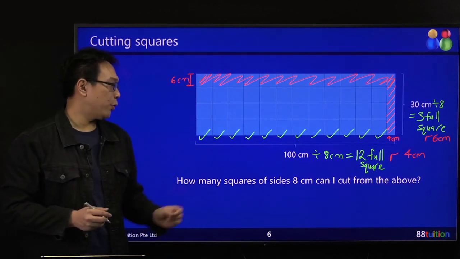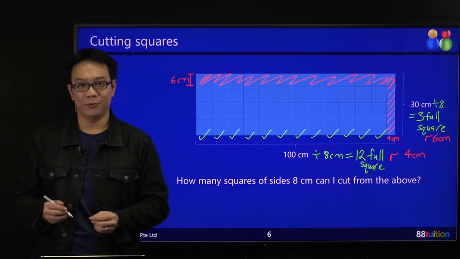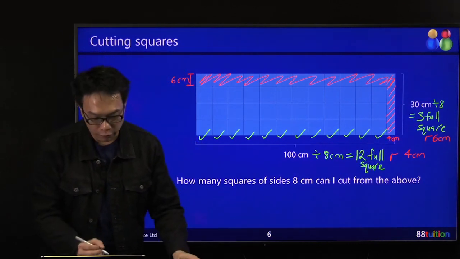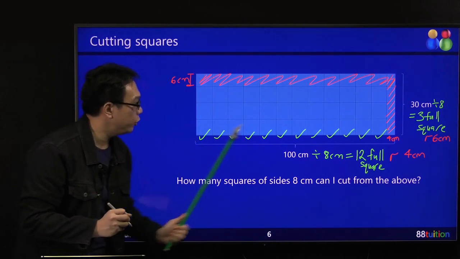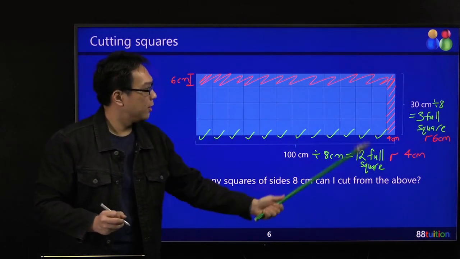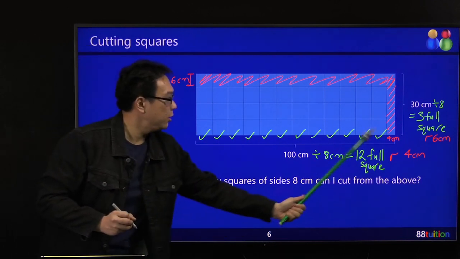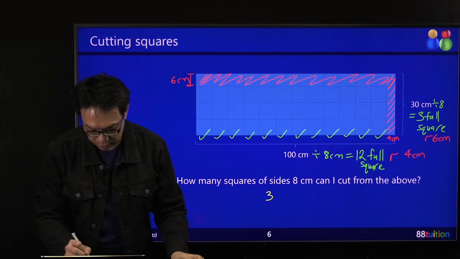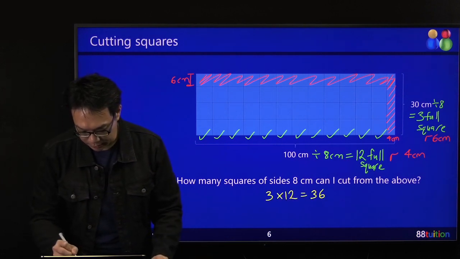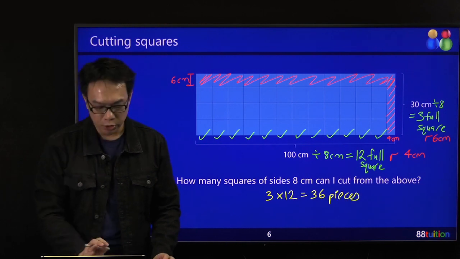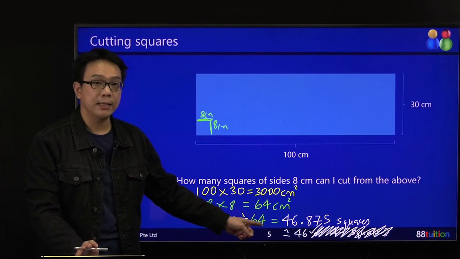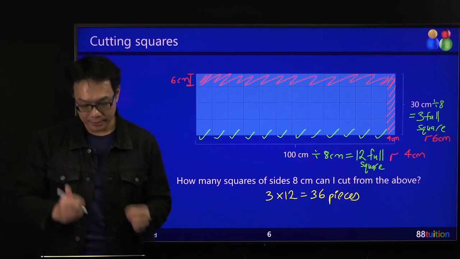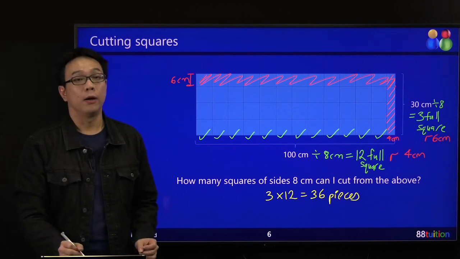So now, how many squares of side 8 cm can I cut from the above? Your answer will be 3 full squares times 12 full squares. Because there are 3 rows of 12 columns, so it will be 3 times 12. Answer is 36 pieces. Hey, previously you said 46, now you say 36. So who is the right answer? Answer is 36 pieces.